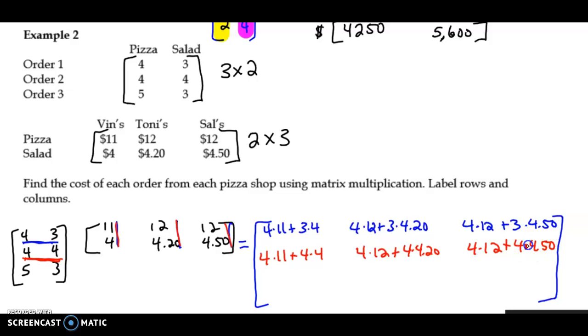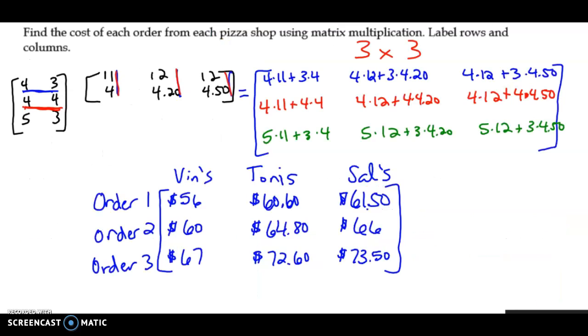All right, why don't you guys try the third row and then go ahead and evaluate each of these spots. So since those 2's were on the inside, your answer should be a 3 by 3 matrix. So go ahead and pause the video, finish this problem up.